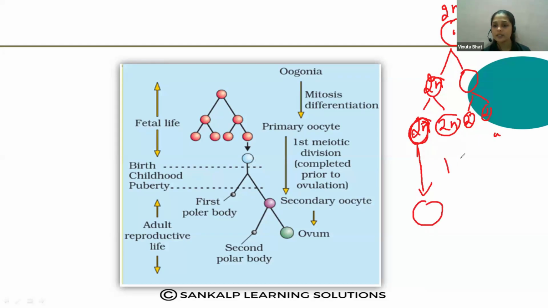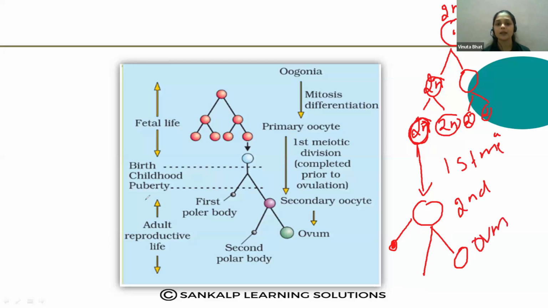Just imagine this is the first meiotic division. The first meiotic division has occurred and the secondary oocyte is formed. Two cells are formed, right? And this secondary oocyte completes the meiotic division, the second meiotic division, and produces the ovum. Okay, look here.